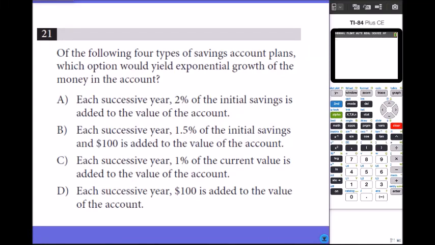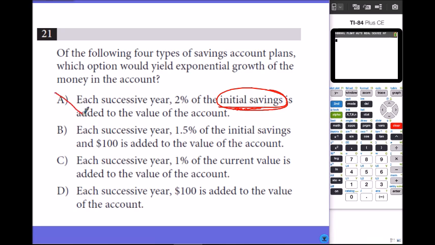Number 21. Of the following four types of saving account plans, which option would yield exponential growth of the money in the account? A. Each successive year, 2% of the initial saving is added to the value of the account. Since the initial saving, the amount that you put initially doesn't change, so 2% of that will always be fixed. So this is adding the same value each time, so this becomes a linear function, so A is not right.